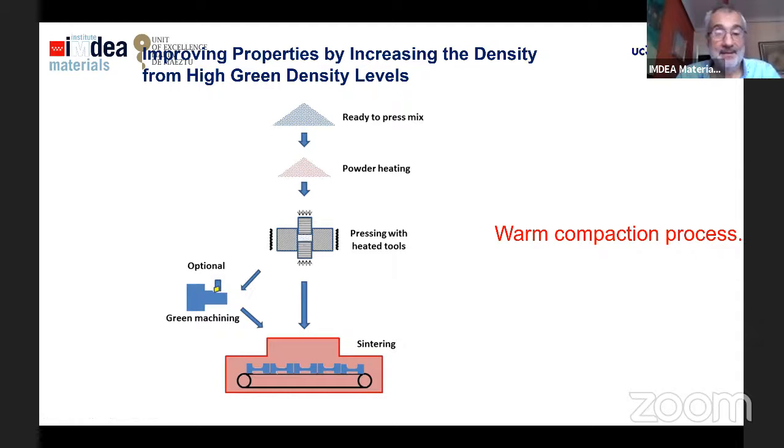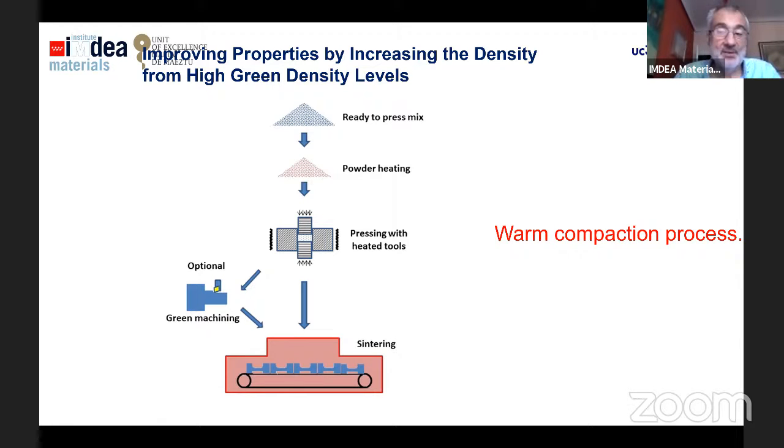Heating in that way, just increasing the temperature of the powder a little bit from room temperature to 100, 110 degrees in the case of iron, we will improve the density a lot after the pressing, because we strongly reduce the yield strength of the powder, and in that way, applying the same pressure, we can reach much higher density.